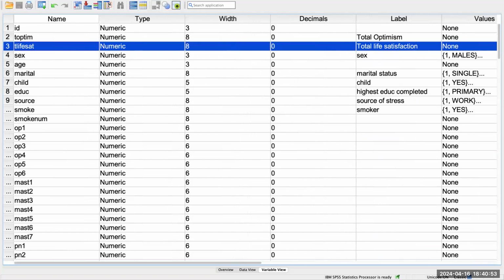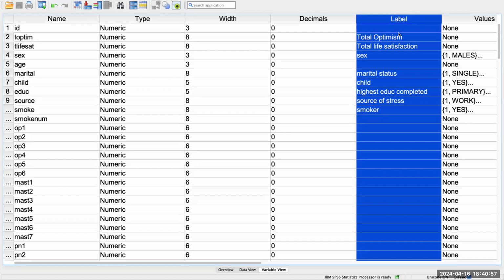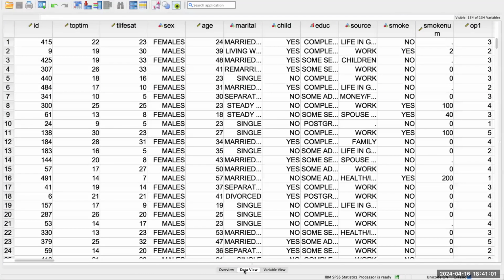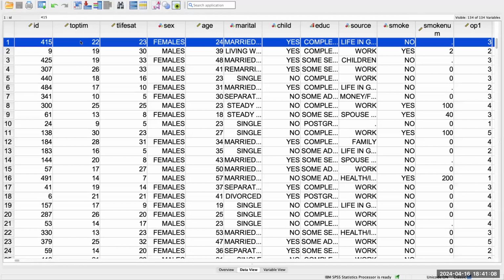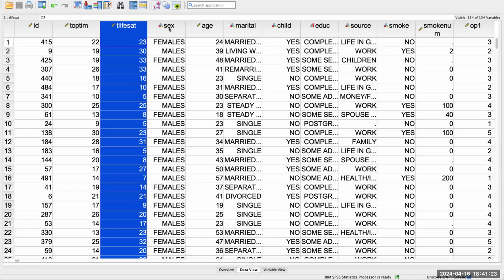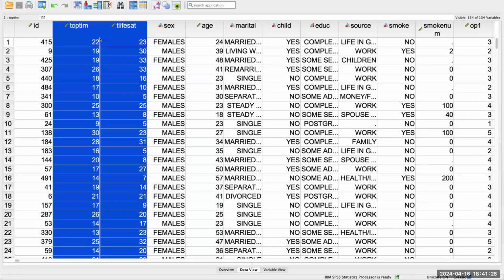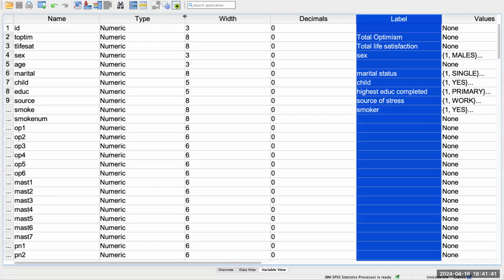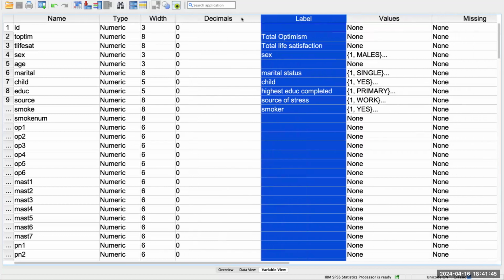Remember, we're in the variable view. And if I go to the data view, you'll see that the individuals had an optimism score. So person number 1 had an optimism score of 22, and a life satisfaction score of 23. So what we're doing as it relates to the research question is trying to see if there is a relationship between these two variables, total optimism and life satisfaction. Does everybody see that? Now, let's take a look at the variable view and at those variables in terms of the scales of measurement, okay?